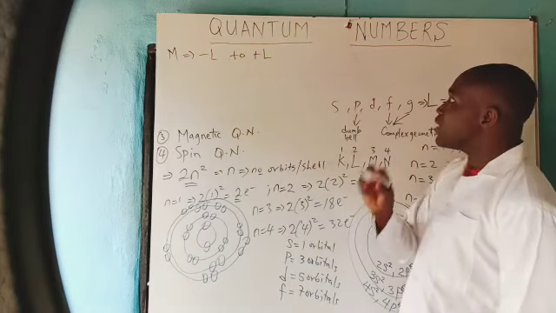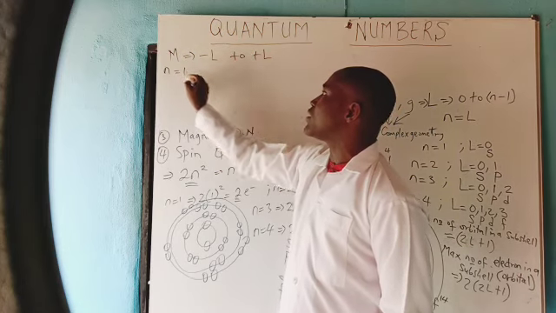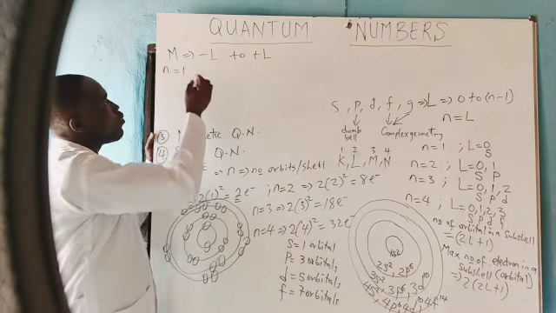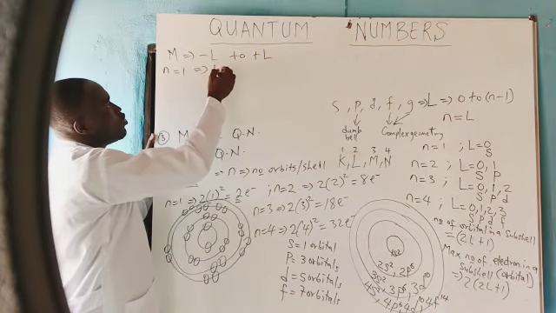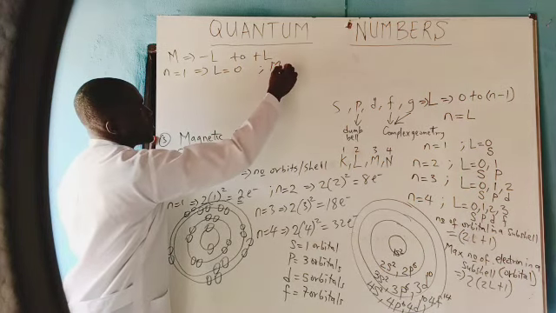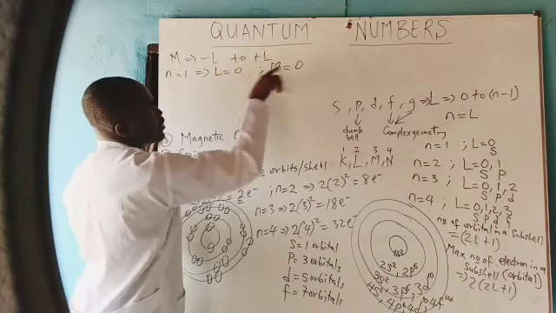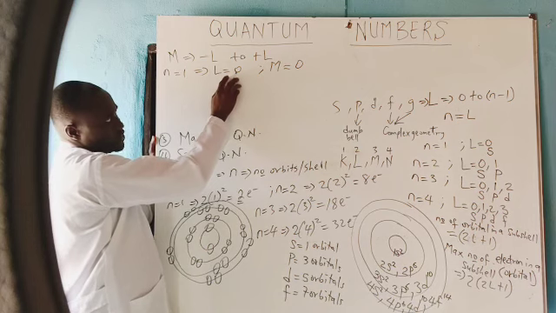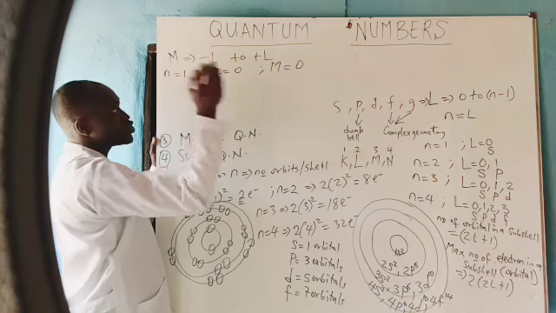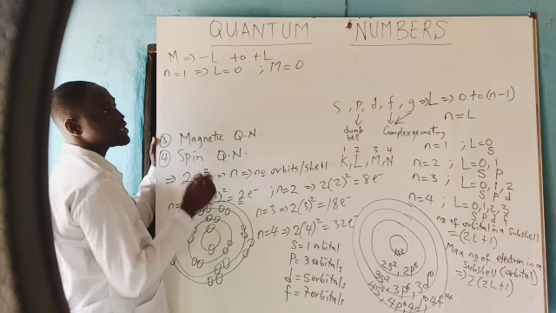Yes, that means that if we are talking about n equals 1, we will see that L will be equal to 0 and m will be equal to minus 0, which is 0, and plus 0, which is 0. Remember how we got this L. We said that L starts from 0 to n minus 1, and 1 minus 1 is 0. So we have it like this.